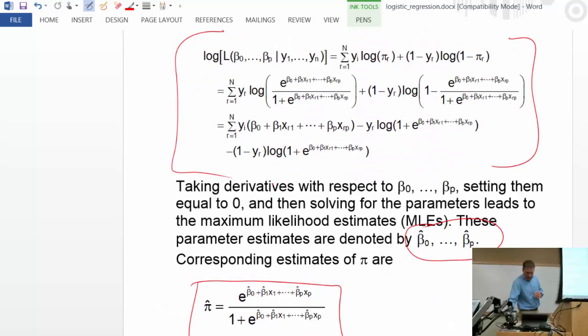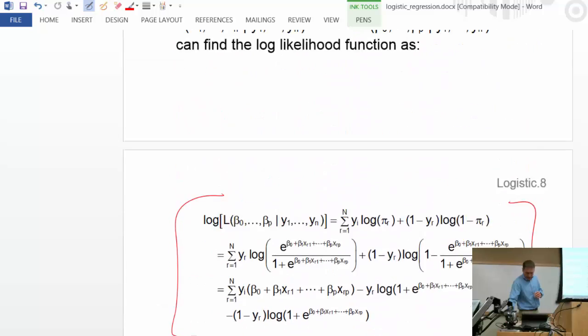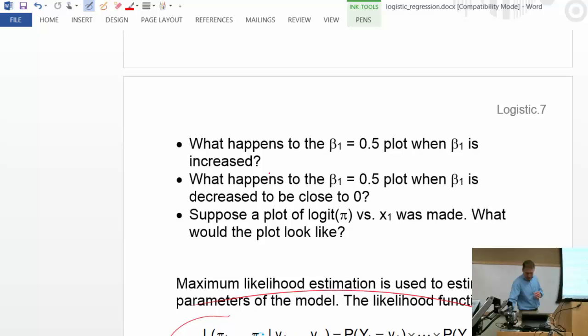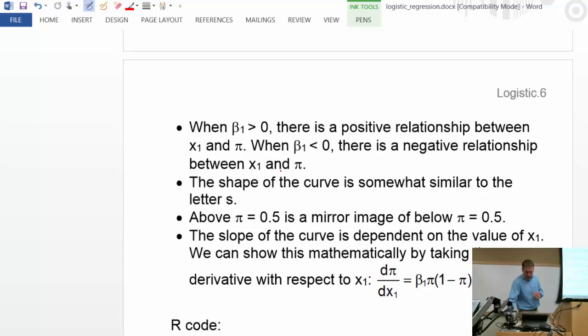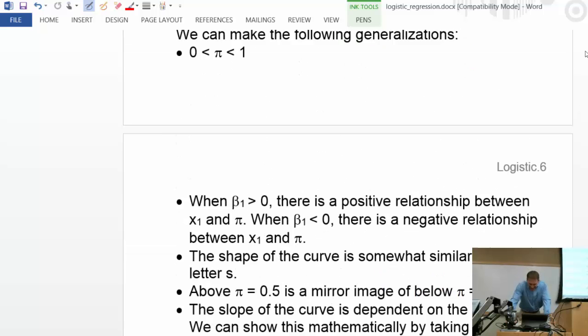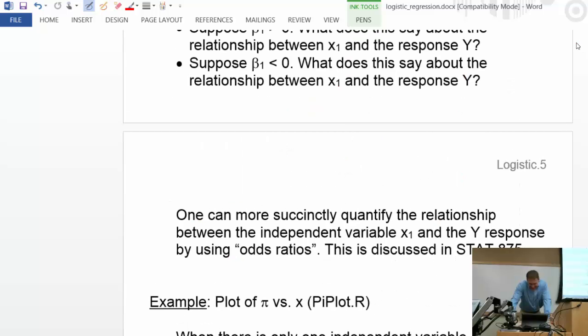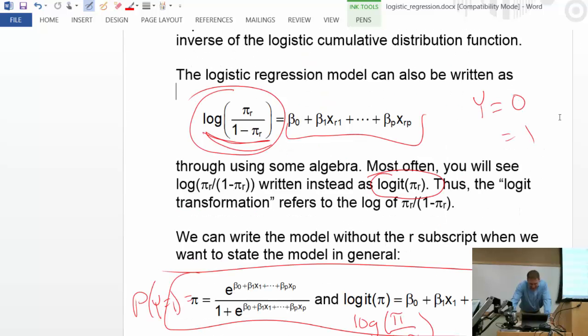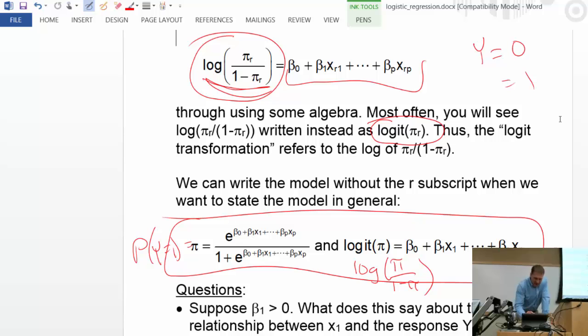Go back to when we actually used that notation. Eventually, I'll get there. There we go. So what links pi to this linear combination of the betas with the x's? Well, this function that's referred to as the logit function. So that's where link equals logit comes from.